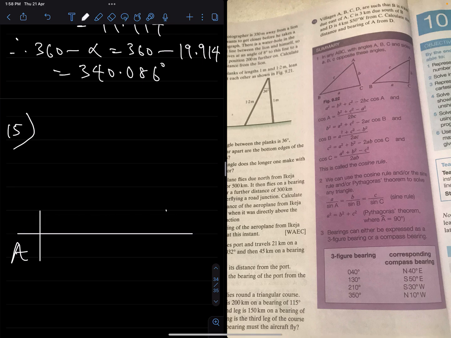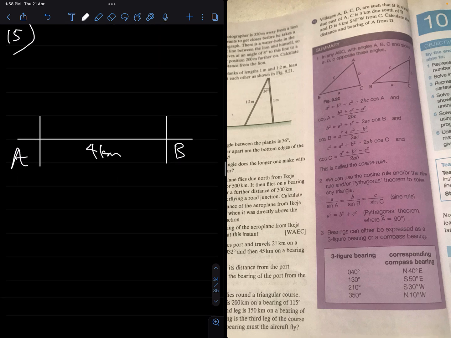Let me say this is where B is, village B, and the distance from A to B is 4 kilometers. C is 3 kilometers due south of B. That means directly south of B, 3 kilometers. Let me make this B.